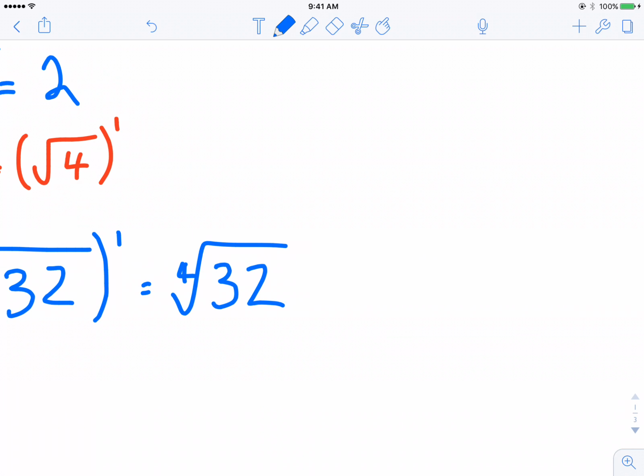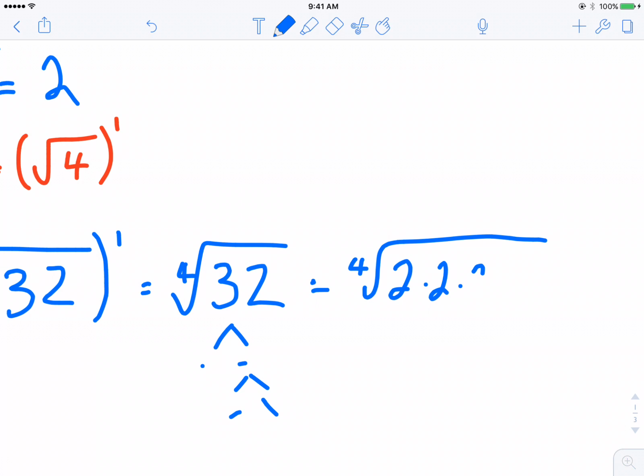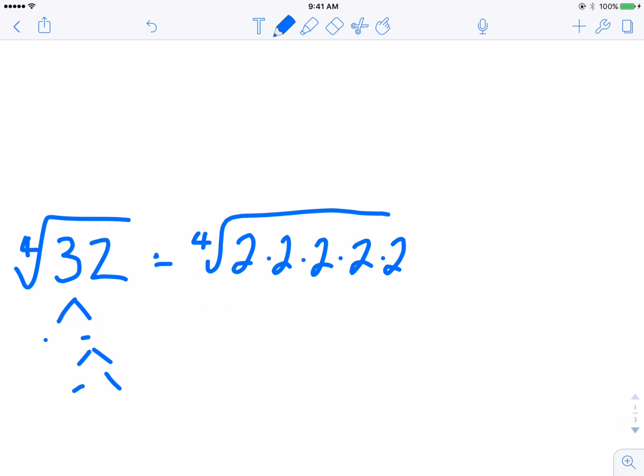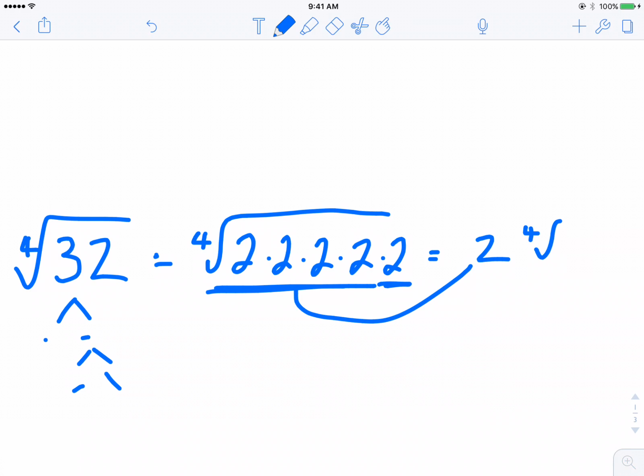I go through that whole process from before: prime factorize, get some numbers. This is going to work out to the fourth root of 2 times 2 times 2 times 2 times 2. It's the fourth root, so I look for a group of 4. There's my group of 4. This brings out a 2. What am I left with? Just another lone 2. Fourth root 2.